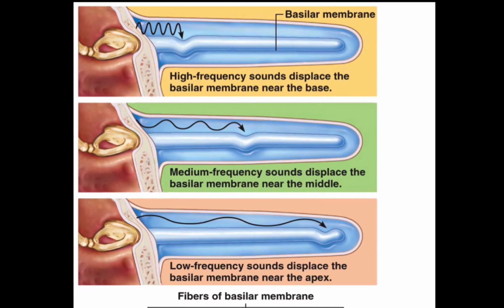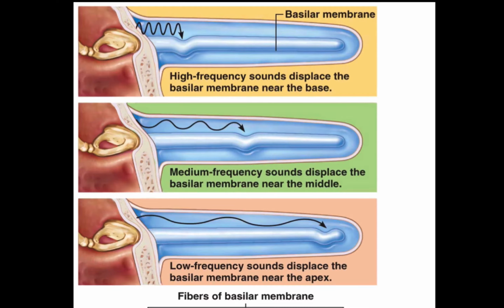And the reason we can't hear it is because the sound goes right along the scala vestibuli. It never goes down into the basilar membrane to stimulate it, to make it vibrate. It just goes into the helicotrema and then down into the scala tympani and then right out the round window. So if you don't stimulate the basilar membrane at all, you can't hear it.